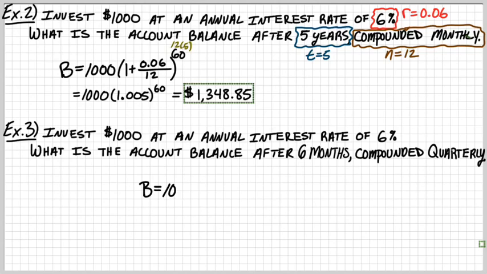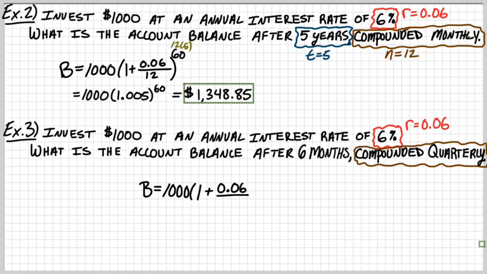Okay, so let's start with B equals the initial investment, 1 plus, and then the interest rate again is 0.06. And then N in this case, if it's compounded quarterly, that means N equals 4. So that's how many times it gets compounded in a year. 6 months, so in terms of time, that's half a year. So t should be 1/2 in this case. 6 months is just half a year.